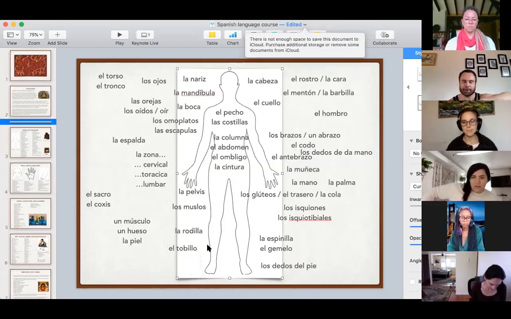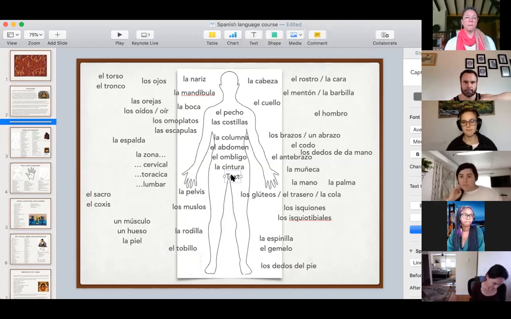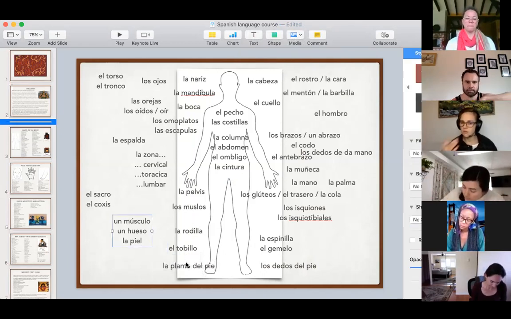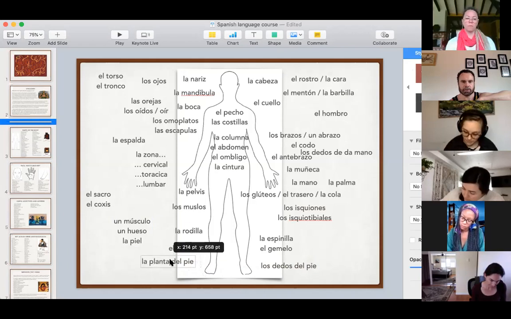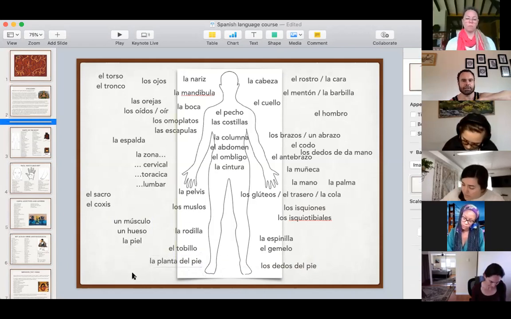Okay. Any other parts of the foot that might be useful? La planta. La planta del pie, good. Is your sole. The sole of your foot. And I like to think about it because you plant the sole of the foot on the floor, right? So la planta del pie. I don't know, it's just something that helped me remember it. La planta.